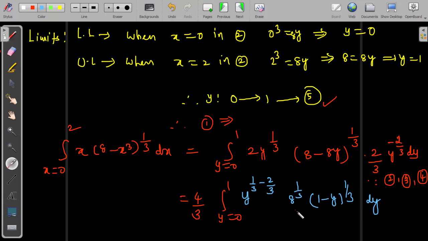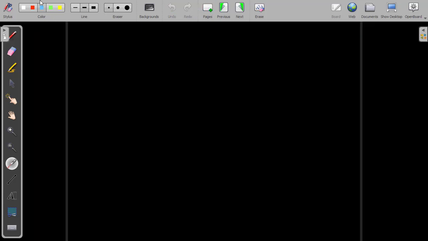Now further simplification, 1 by 3 minus 2 by 3 means minus 1 by 3. So the next step is, what about 8 power 1 by 3? 8 power 1 by 3 means 2 cube power 1 by 3. 3 cancels out, this value is 2 finally. This 2 times 4, 8. So the result is 8 by 3. This is 8 by 3 finally.